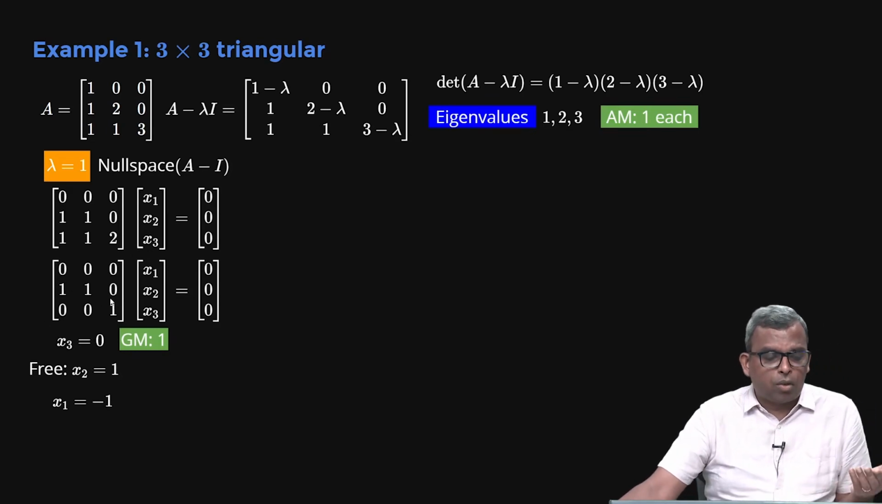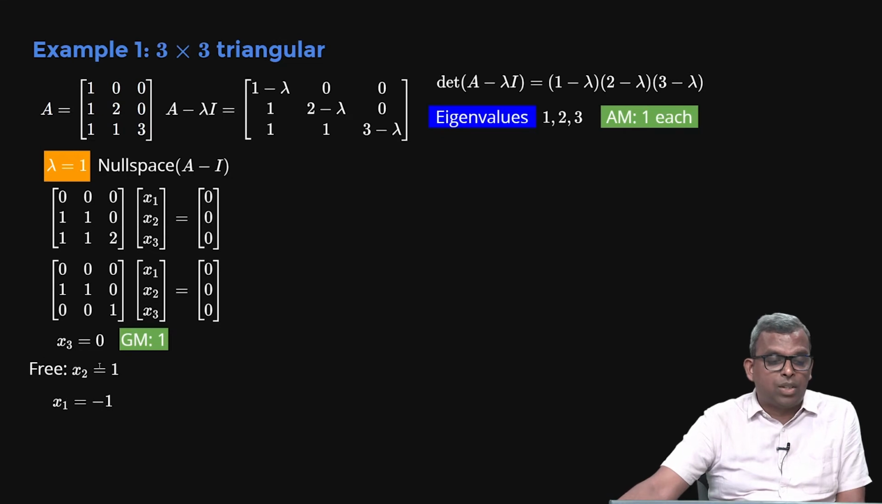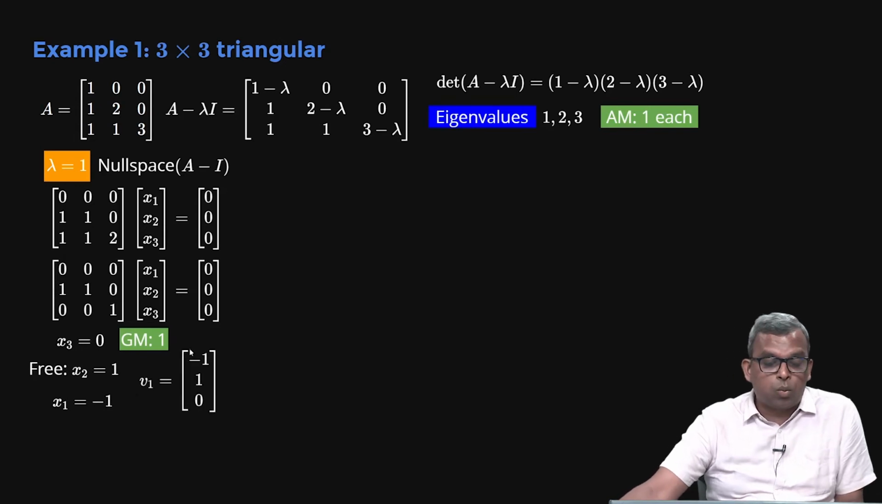For every x2 you will get a solution, so this will be infinitely many solutions, but it's only one dimensional. So the solutions are simply minus 1, 1, 0. This is the basis for this null space. The null space of A minus I has basis minus 1, 1, 0. So any multiple of this is in the null space of this A minus I.